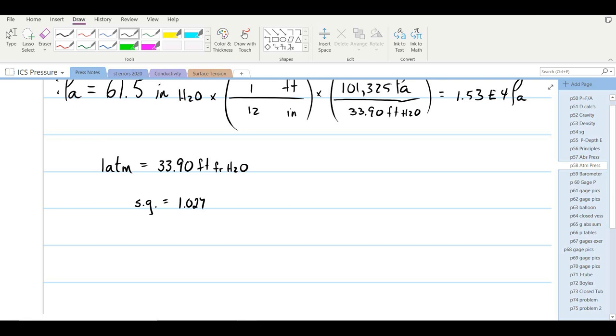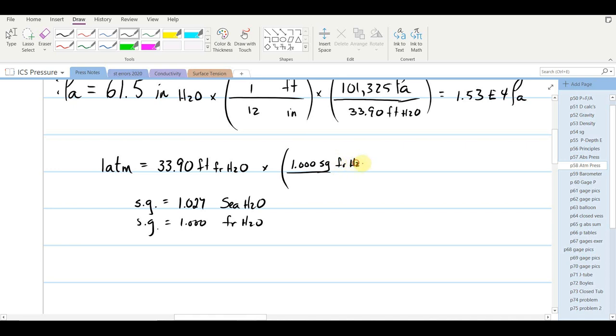Well, since seawater is denser, it would take less height of seawater compared to fresh water. And the ratio will be the ratio of specific gravities. The specific gravity of seawater is 1.027. The specific gravity of fresh water is 1. So this number is going to get slightly smaller if we convert to an equivalent pressure in seawater. Smaller by the ratio of specific gravities. So 1.000 specific gravity of fresh water divided by 1.027 specific gravity of seawater.